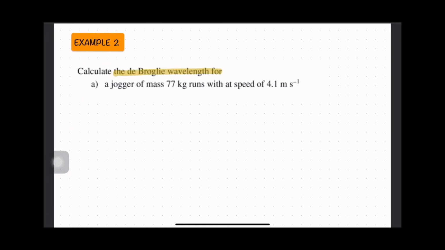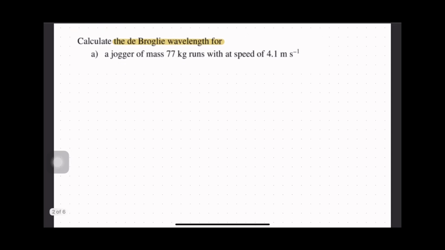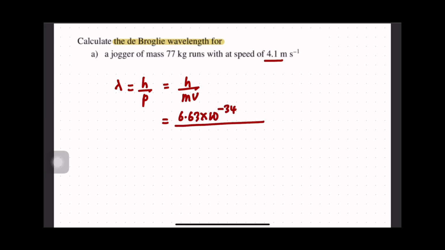Calculate the De Broglie wavelength for this. Okay, make sure kalau nak kira apa-apa, mesti tukar dalam SI unit dulah. So dia nak De Broglie wavelength. So wavelength is equal to h over p. Dia bagi speed kan? Okay, dia bagi speed, kembangkan lagi p is equal to mv. So h is 6.63 times 10 to the power of negative 34 divide by mass is 77 and then times with 4.1 je lah.